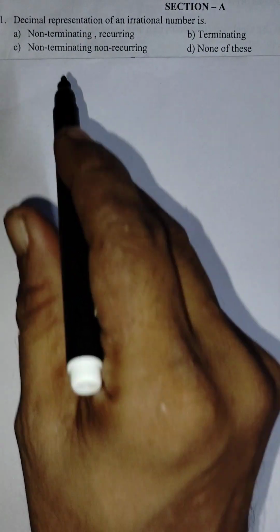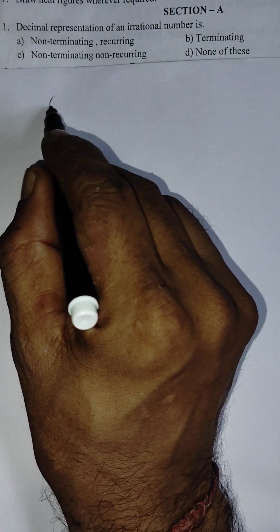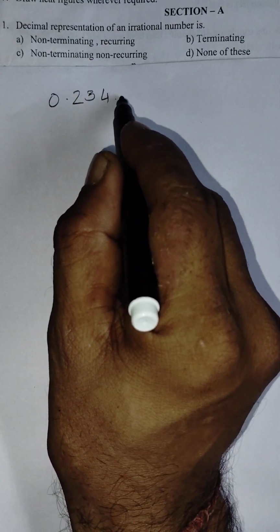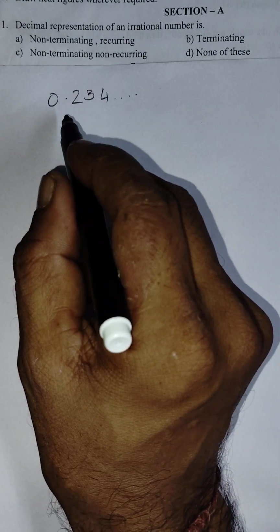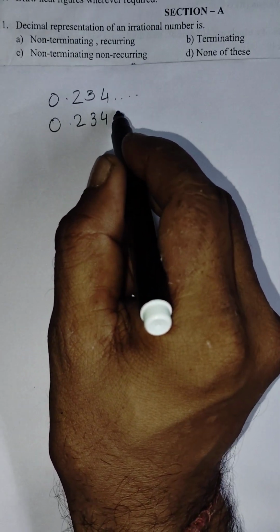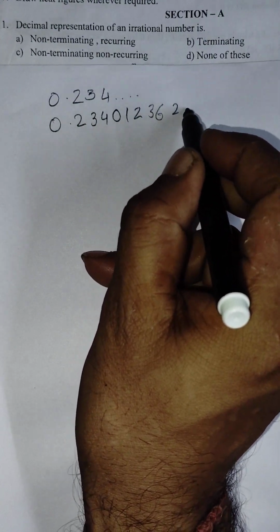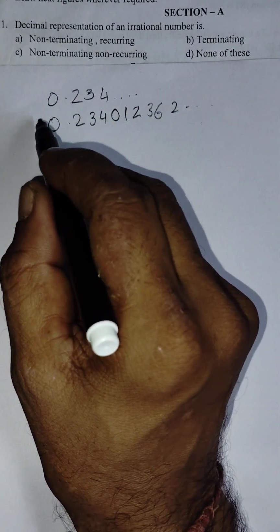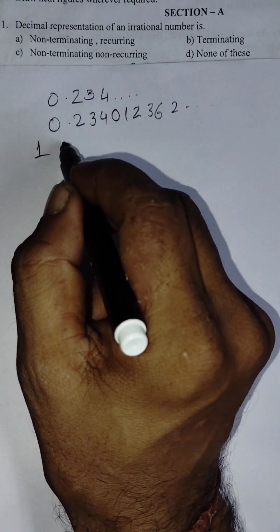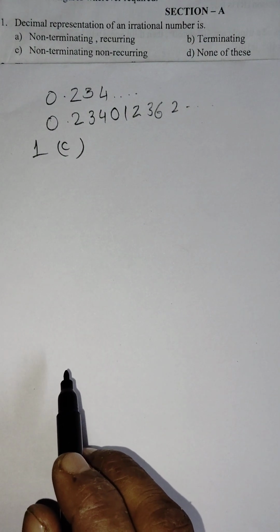Non-terminating and non-recurring. Non-terminating means that after the decimal the digits will go on infinitely, and non-recurring means the digits are not repeating, they are different and random. Therefore the answer to the first question is C.